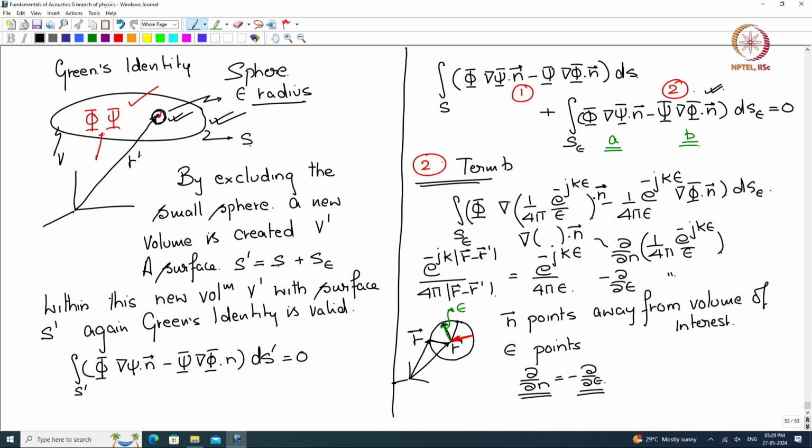Now there is a lot of derivation that is left beyond this point. So I will close the lecture here for today, and we will continue this in the next class.